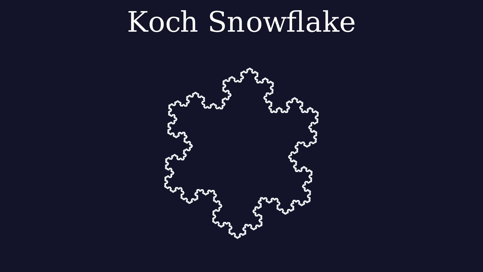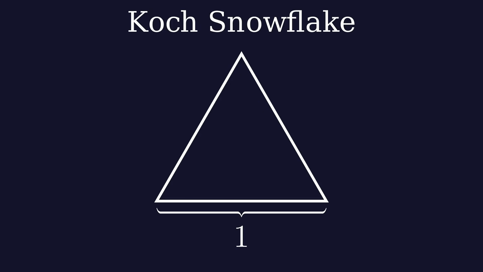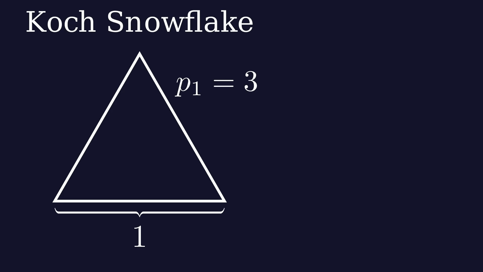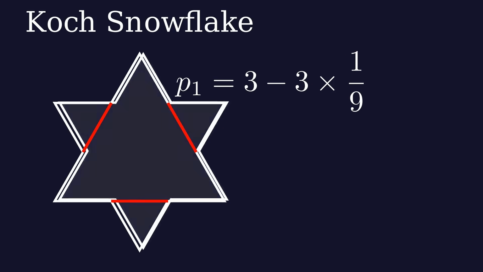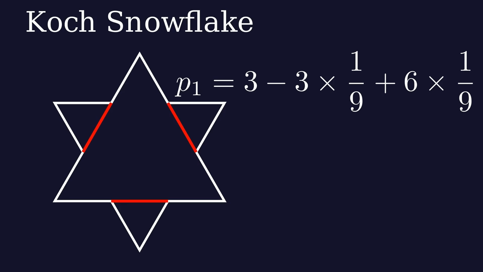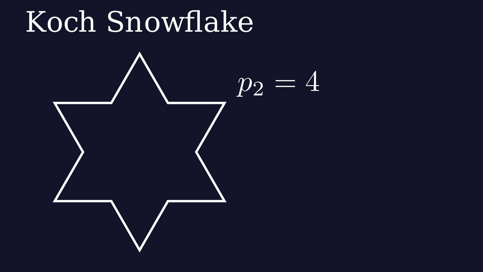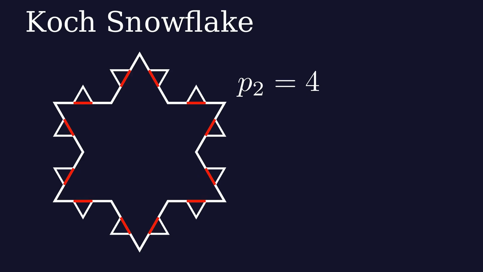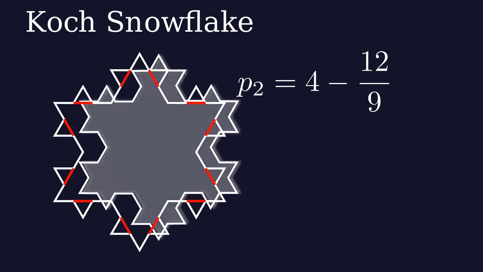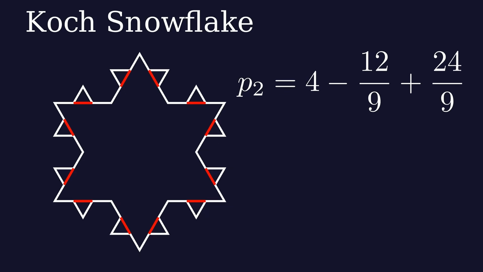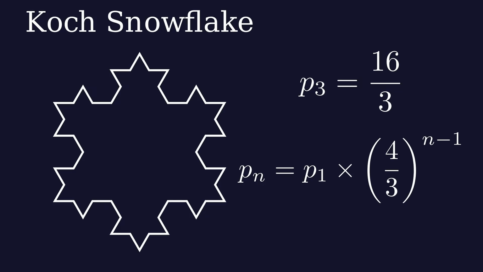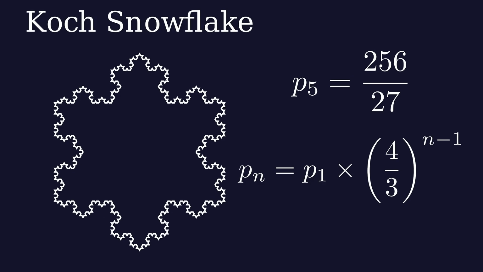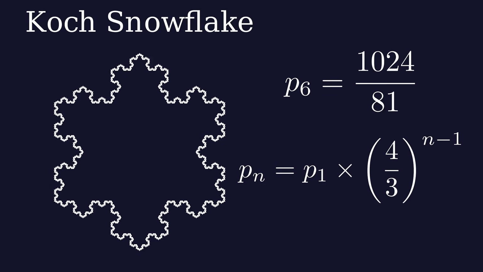Let's say that each side of the main triangle has a length of 1, so the perimeter is equal to 3. In the first iteration, we removed 3 lines of length 1/3 and added 6 of the same length, so the perimeter of the whole shape is now equal to 4. In the next iteration, we removed 12 lines of length 1/9 and added 24 sides of the same length, so the perimeter is now equal to 16/3. Between each iteration, the perimeter grows by a factor of 4/3. So after infinitely many iterations, the perimeter is infinitely long.